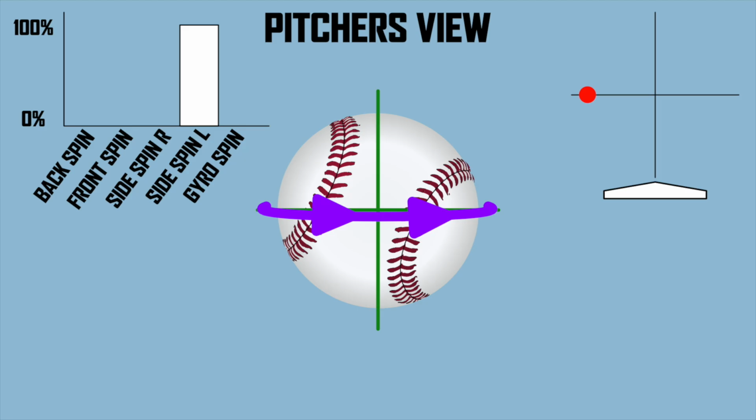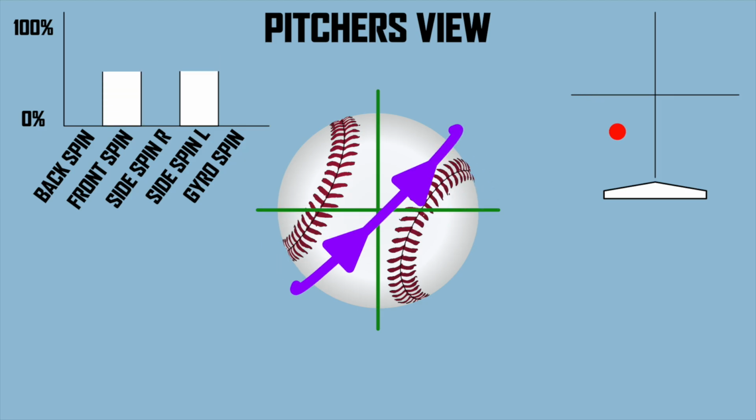So let's mix these together. What happens if the ball is spinning like this? Well, you have a little bit of top spin because the front of the ball is spinning downward a little bit, and you have a little bit of side spin towards the left. And so you can see the red dot on the movement plot is going to move a little bit down and a little bit to the left. And you can see that on the bar charts here. We're going to get about 50% spin downward and front spin, and about 50% spin to the side to the left.